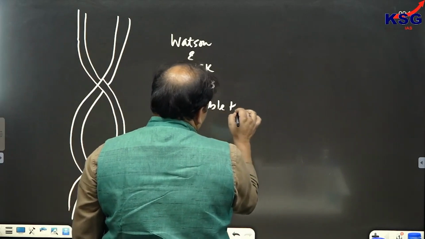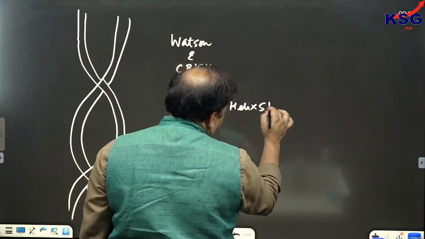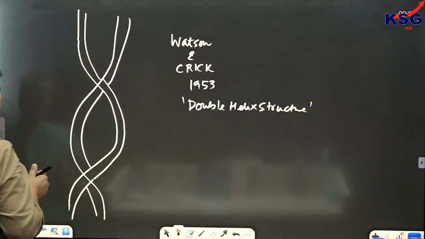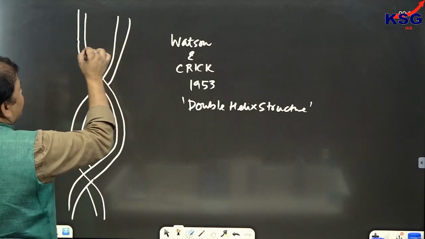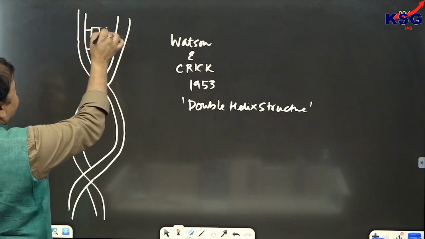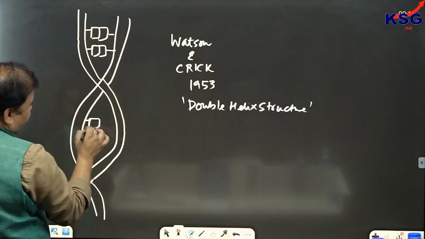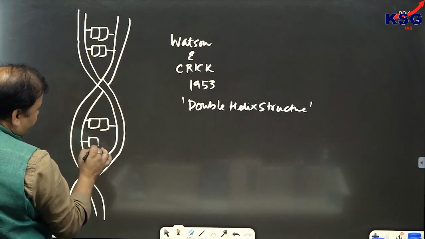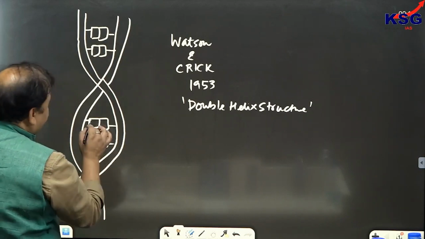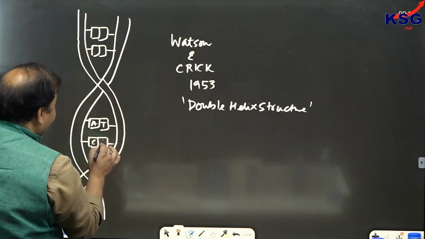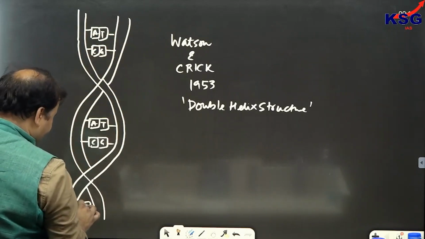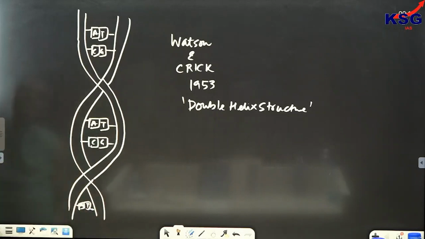What do we call this? We call this the double helix structure of DNA, which was given by Watson and Crick. Clear? And in this structure we can see that nitrogenous bases are present. Look, here there are nitrogenous bases. What is in the nitrogenous bases? A, T, C, G. Now A stands for what?